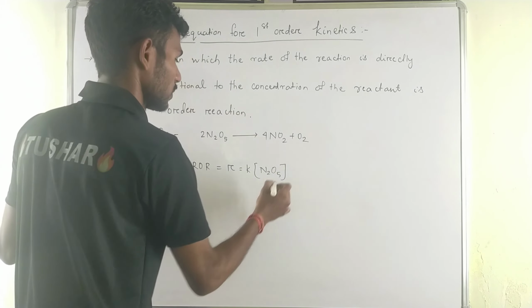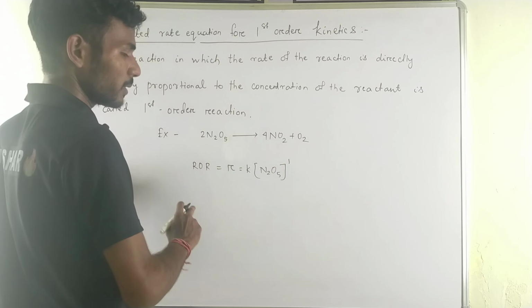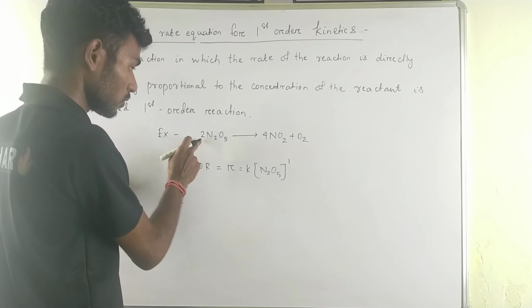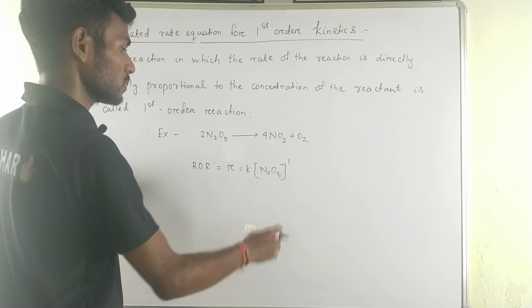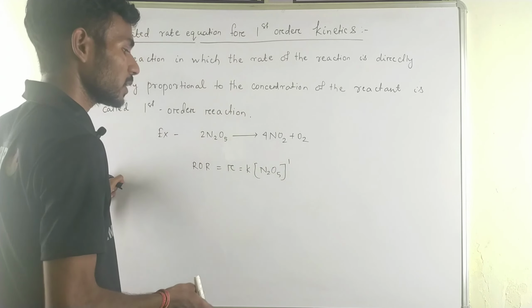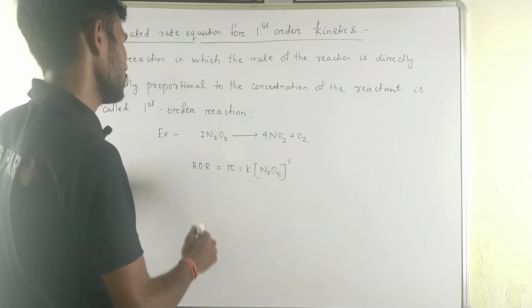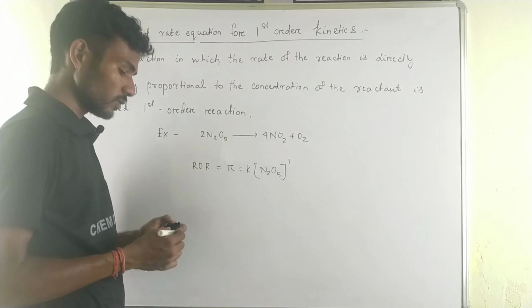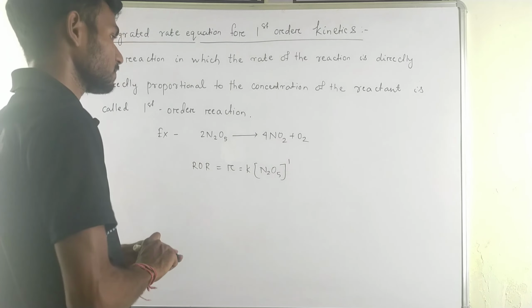The coefficient 2 is not the order, because this is an experimental finding. Experimentally we find that the order is 1, and we have to keep this in mind. This is an example of a first order reaction.